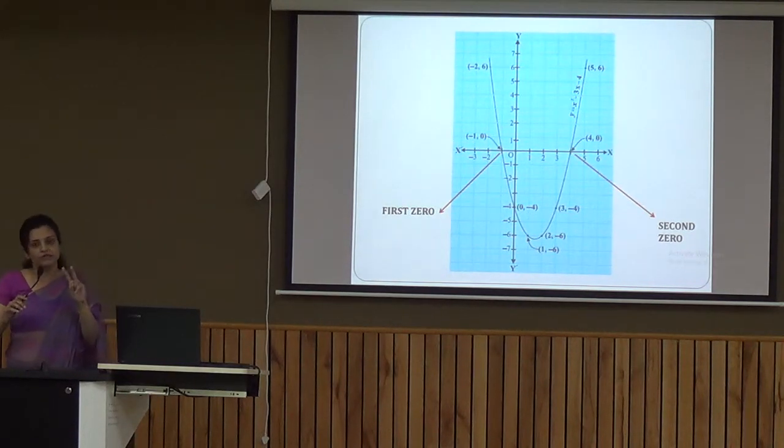Now, don't you think this method is quite interesting in the sense that you don't have to actually solve the equations to find the values or the zeros of the polynomial. Just make the graph and see wherever the graph is intersecting the x-axis, that's your zero.